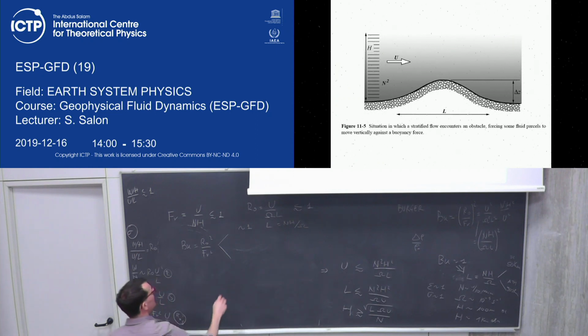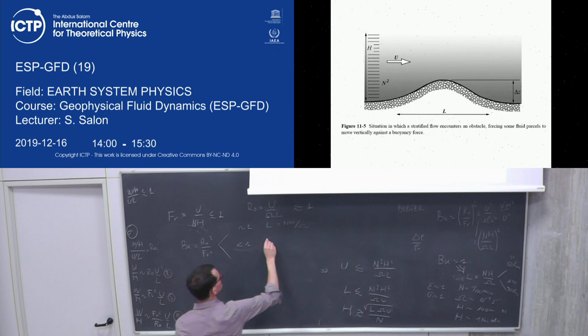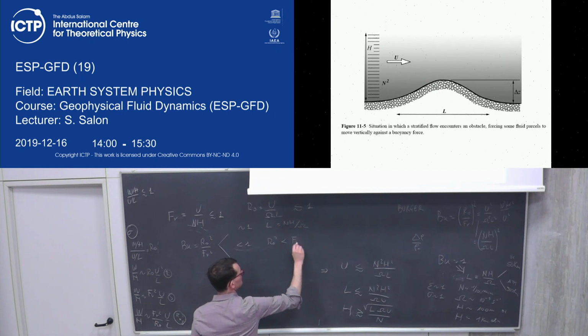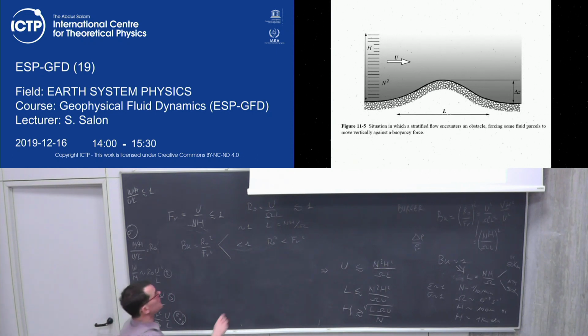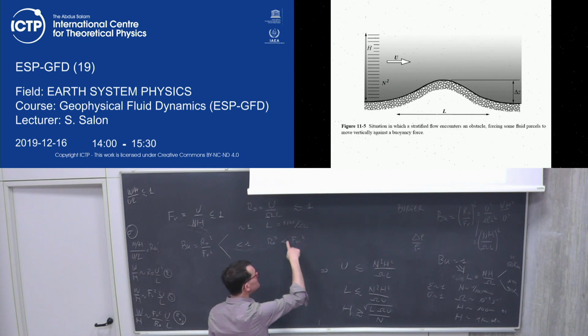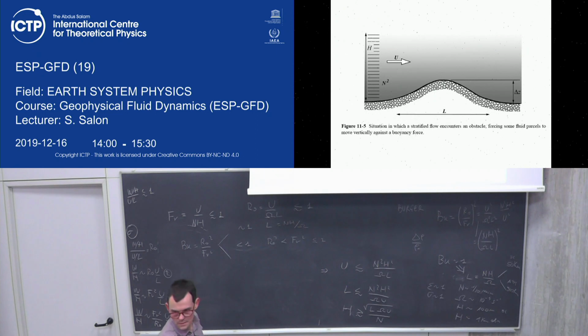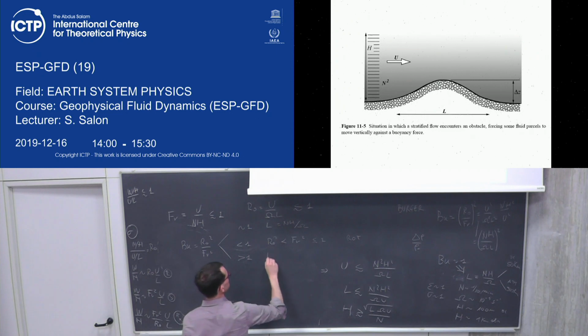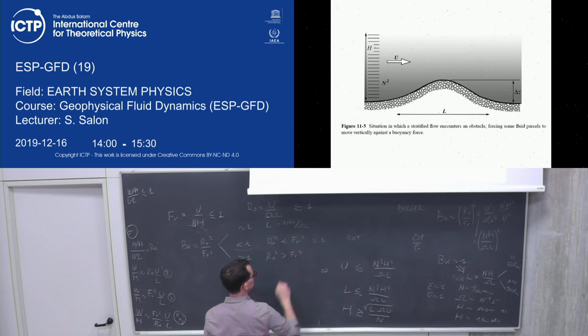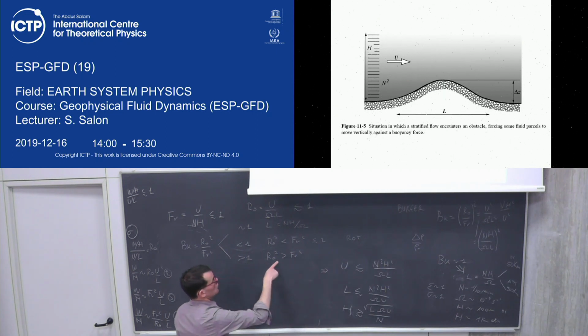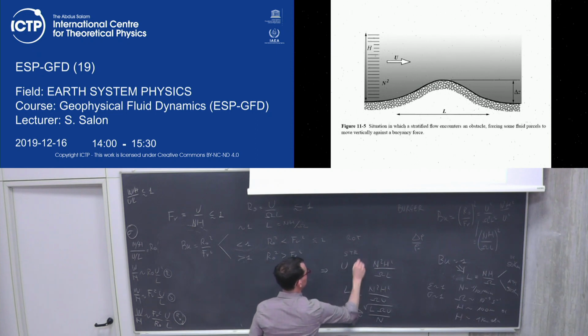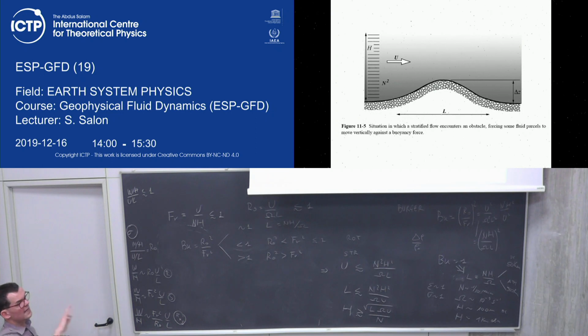If we have Burger smaller than 1, it means that the Rossby number is smaller than the Froude number, right? So if the Froude number is already smaller than 1, the Rossby number must be even smaller. So we have that rotation dominates. If we have, on the contrary, the Burger number larger than 1, the Rossby number is larger than the Froude number, so the Froude number should be even smaller, and so we have that stratification dominates. Okay? So we can have different ways to see the same thing.